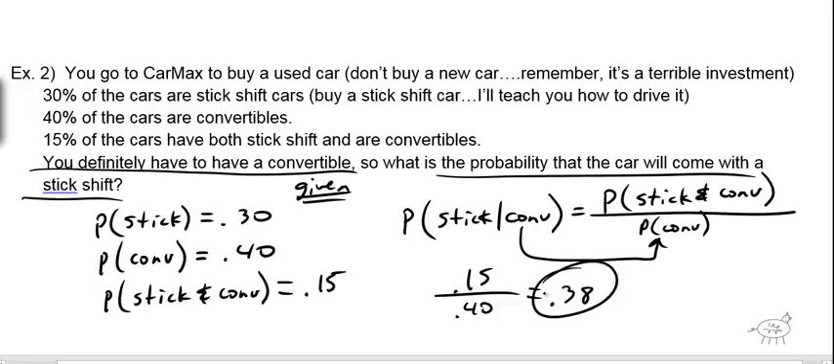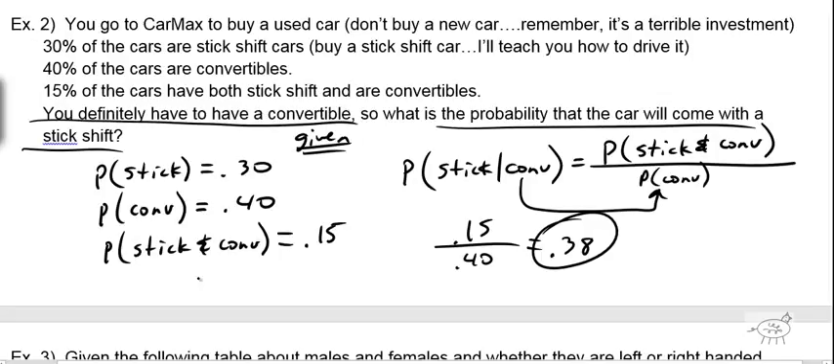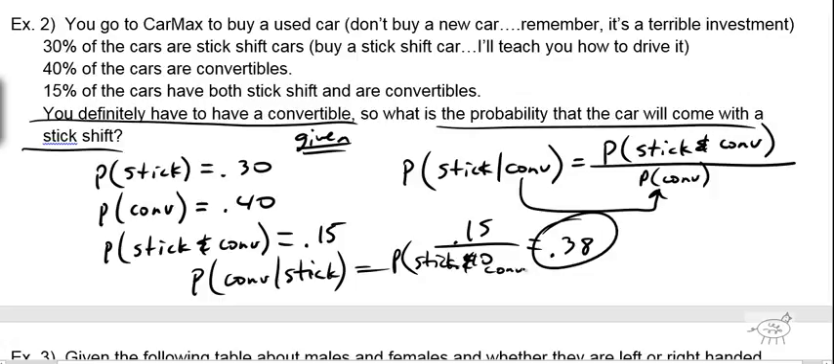Okay, if the problem was a little bit different, in other words, I had to have a convertible instead. Or, I'm sorry, I had to have a stick shift. What's the probability it was a convertible? It would be a little bit different. It would be the probability of the convertible given that it's stick shift, which changes a little bit. It's the same on top, so probability of stick and convertible divided by, now it's probability of stick.